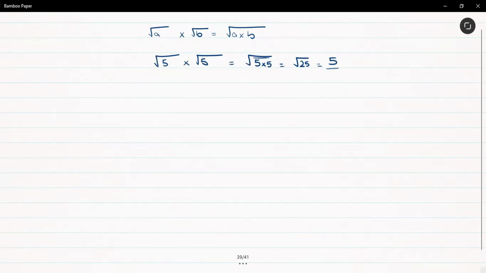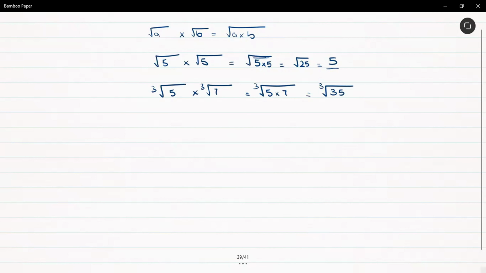And similarly, it may be a cube root or something else, but still, whatever it is, take cube root 5 multiplied by cube root 7, for example. The answer would be equal to 5 multiplied by 7 trapped in a cube root, and that would be cube root 35.